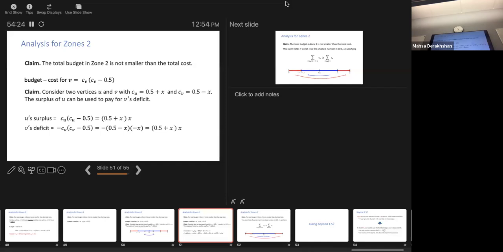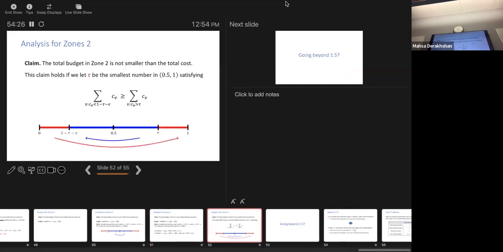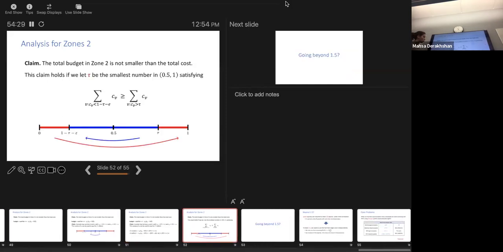So the choice of tau matters. We already said that to help zone 1 and 3, we need this property to hold. What is it? The contribution of these to the optimal solution should be at least the contribution of these to the optimal solution. So we know that this should be true.